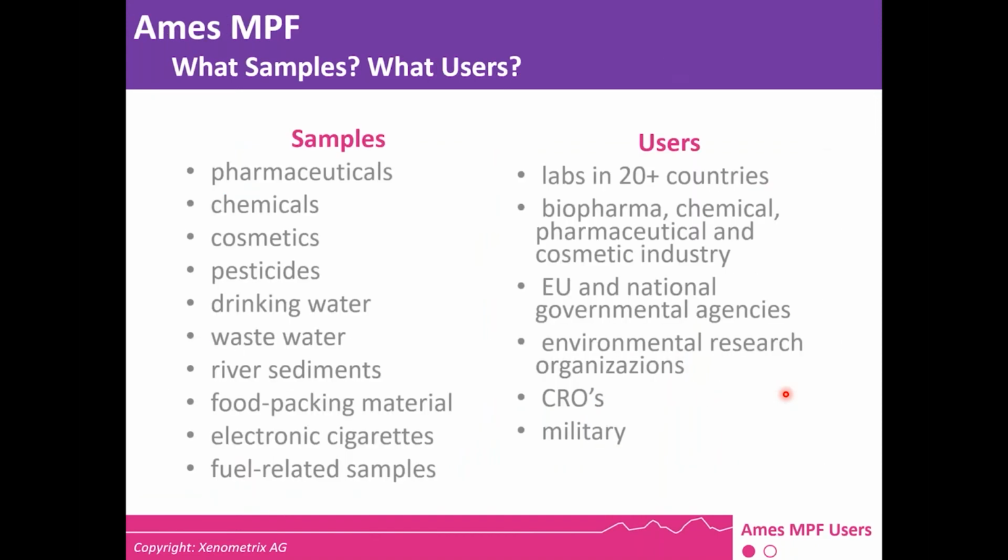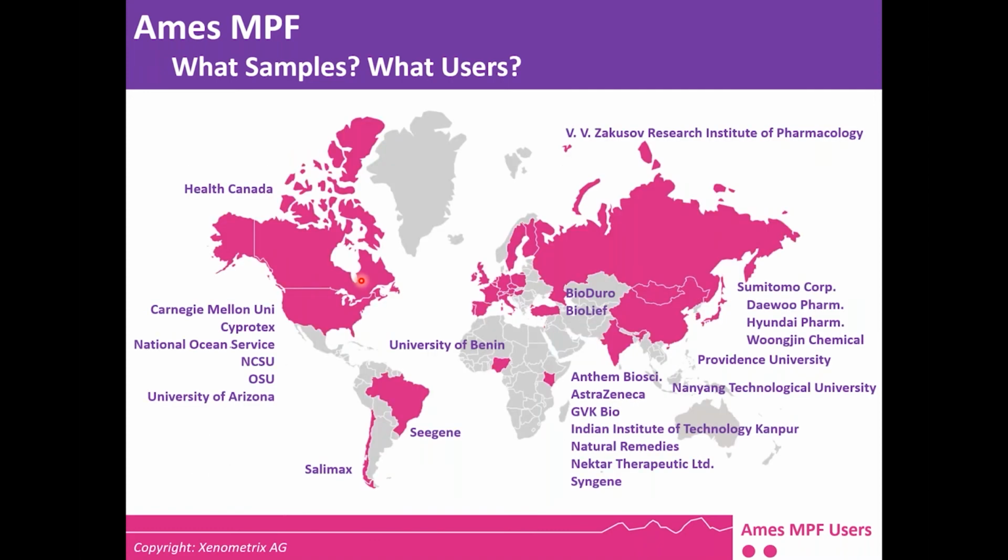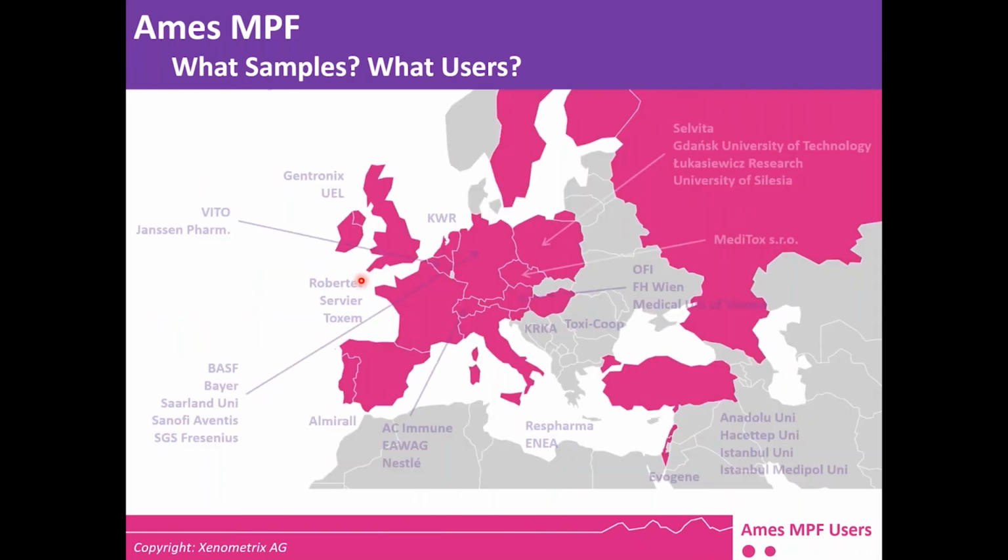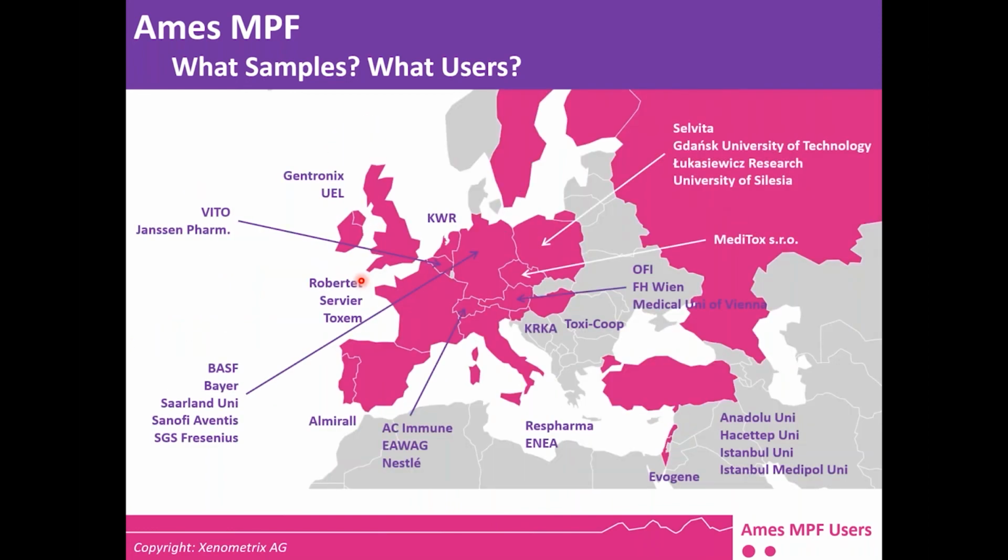What samples, what users? Labs in more than 20 countries, including pharmaceutical and cosmetic industries, EU and national governmental agencies, CROs, military, use the Ames MPF to test pharmaceuticals, chemicals, cosmetics, pesticides, environmental samples, food packing materials. So you can see that risk assessment can be performed in different assays, in different contexts of types of chemicals. And here you can see only some of the Ames MPF users in the world and specifically in Europe.